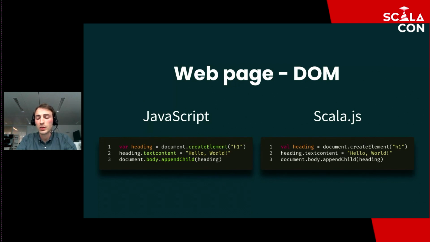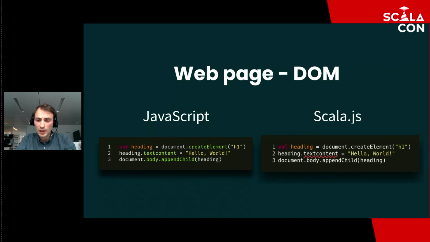There is one huge difference, though, which is that Scala.js is a compiled language. So the compiler will check all your code. So here, for instance, I think I inserted a typo in text content. It should be a capital C. But how does the compiler know about the type of the heading element?